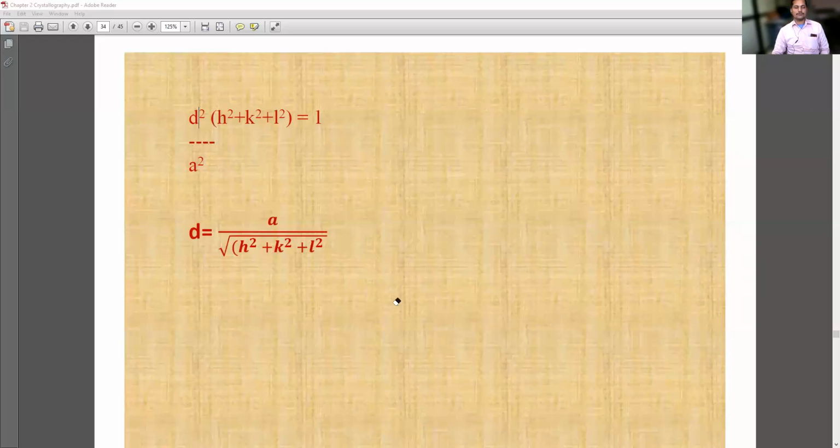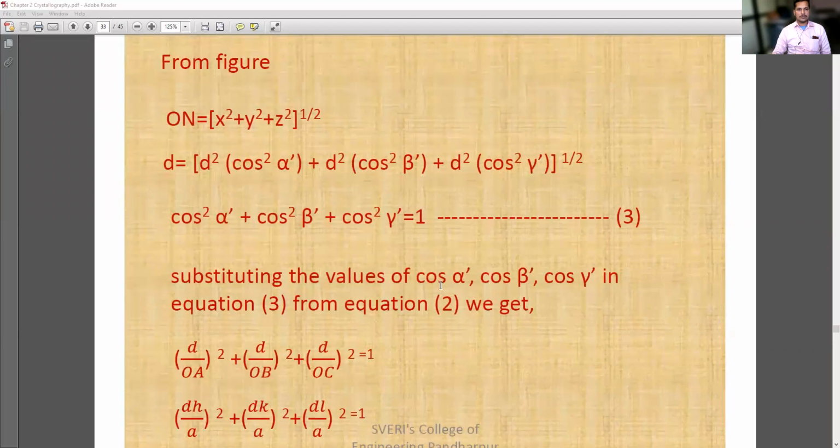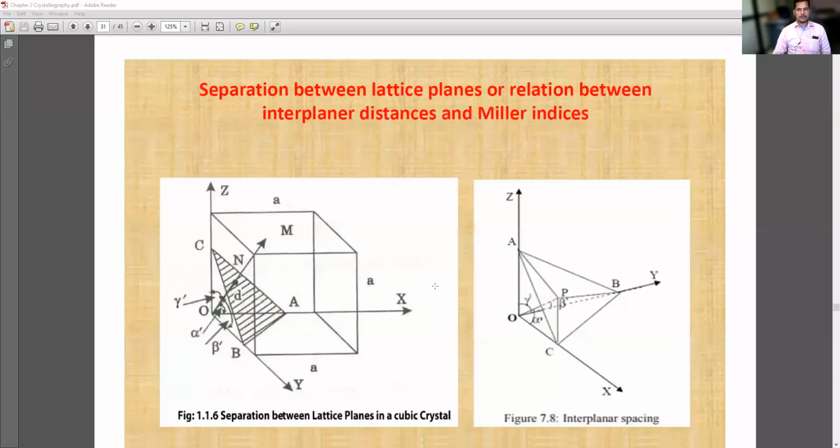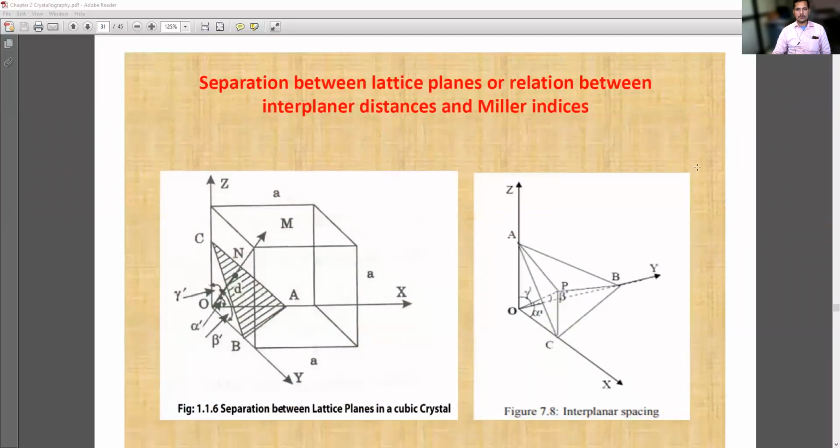Okay, so now this is the point where we have completed this derivation. So in short, I can repeat once again. Listen carefully.